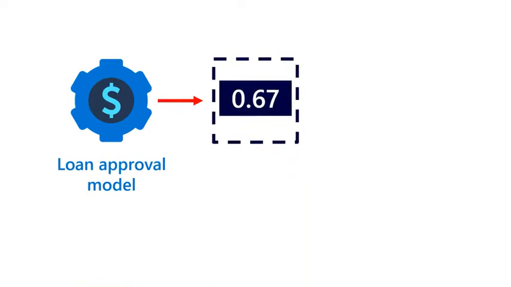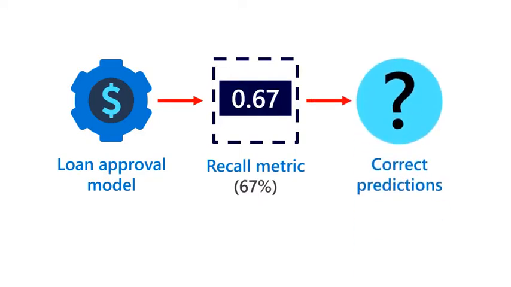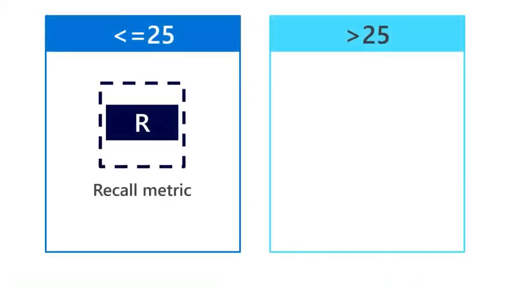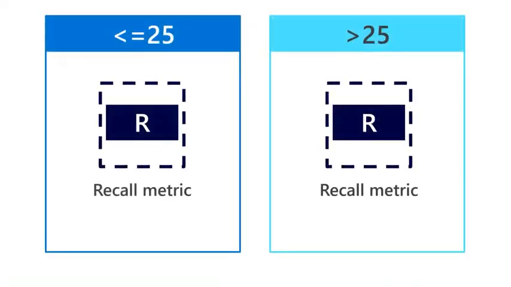For example, suppose the loan approval model exhibits an overall recall metric of 0.67. In other words, it correctly identifies 67% of cases where the applicant repaid the loan. The question is whether or not the model provides a similar rate of correct predictions for different age groups. To find out, we group the data based on the sensitive feature, age, and measure the predictive performance metric, recall, for those groups. Then we can compare the metric scores to determine the disparity between them.